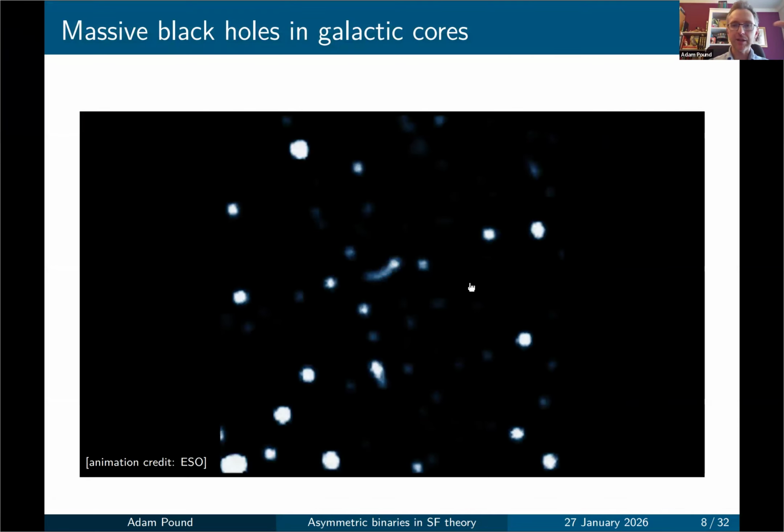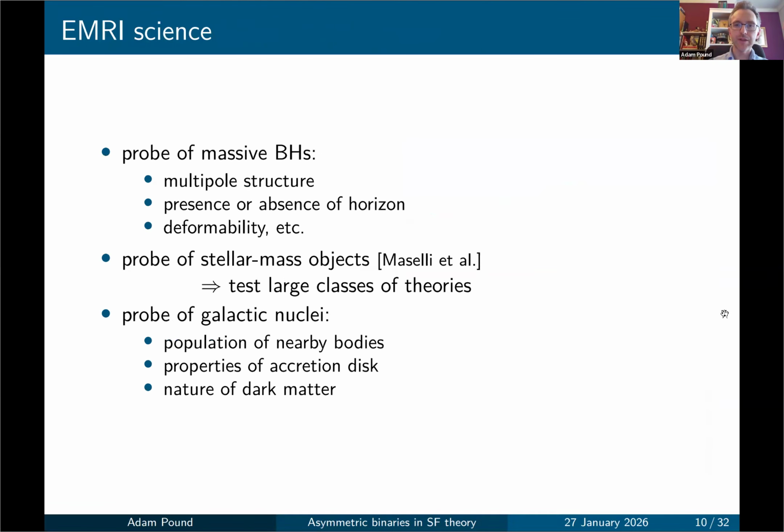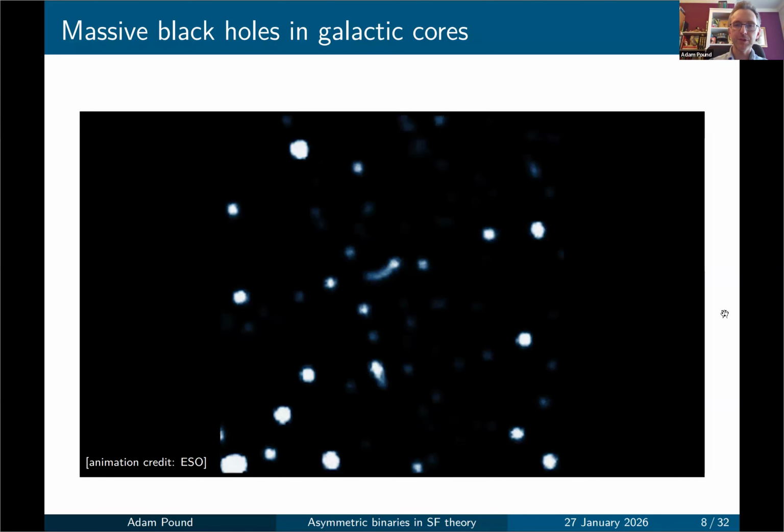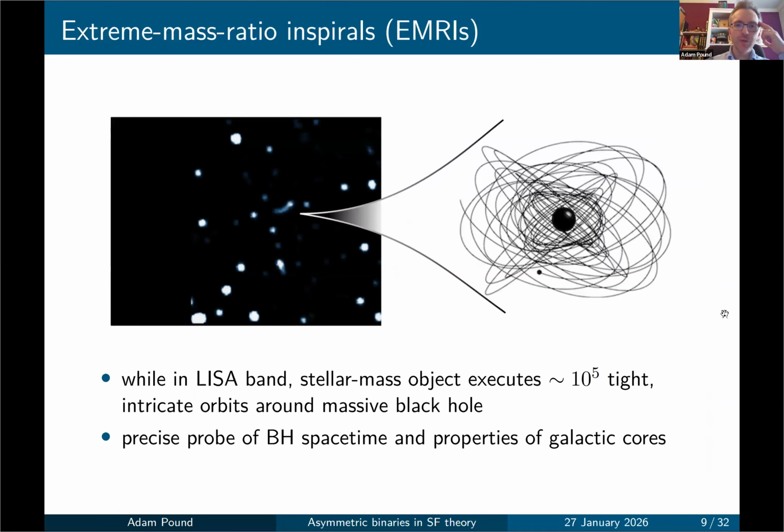And this is the kind of thing we want to capture with LISA, except zooming in on a much smaller scale. So here, the closest approach of any of these stars is about 100 Schwarzschild radii of Sagittarius A star, the black hole in the middle. Whereas with LISA, we're going to see much closer in on the massive black hole.